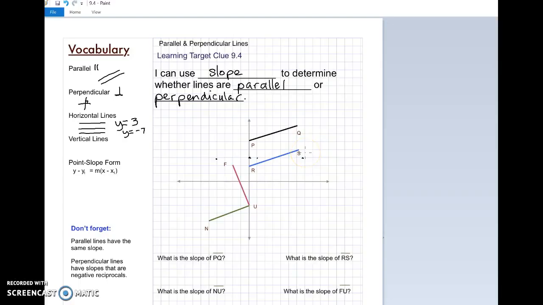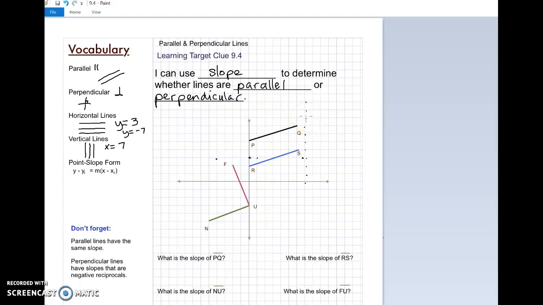Vertical lines are just the opposite. Vertical lines are straight up and down lines that are parallel to the y-axis. The way we write an equation for a vertical line is x equals 7, or x equals 3. If I had x equals 7, 1, 2, 3, 4, 5, 6, 7, then that means no matter what y is, x is always 7. Doesn't matter what y is, x equals 7. So those are horizontal and vertical lines.